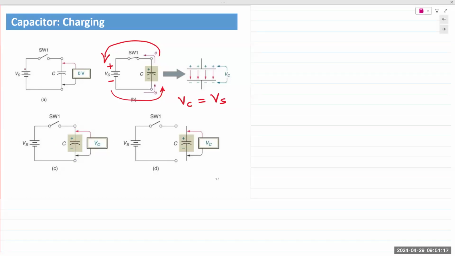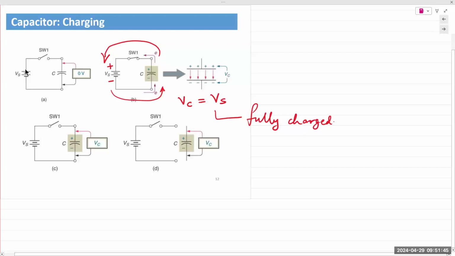You can now take the capacitor out of the circuit, and if it's an ideal capacitor, it'll act like a battery storage, right? It'll hold that charge across it indefinitely. At that point, we say this is a fully charged capacitor.